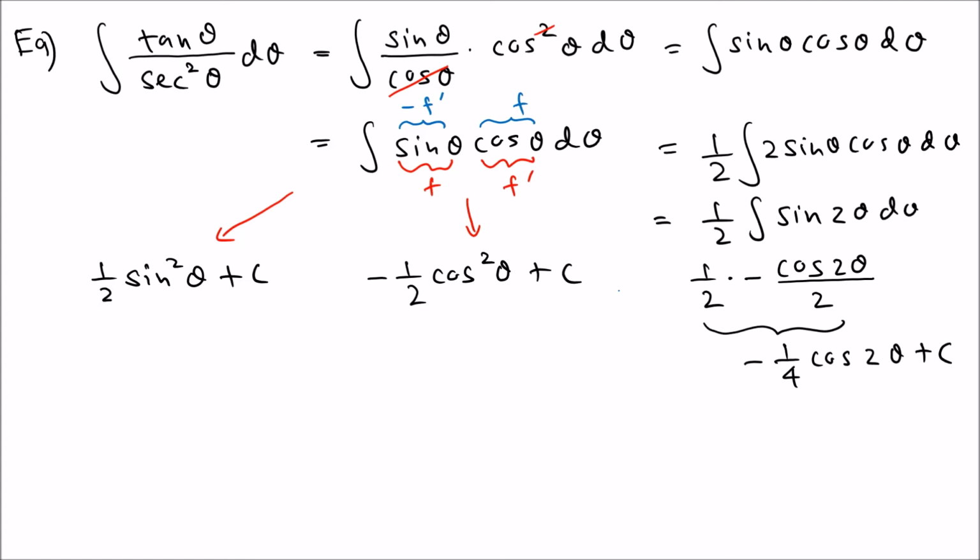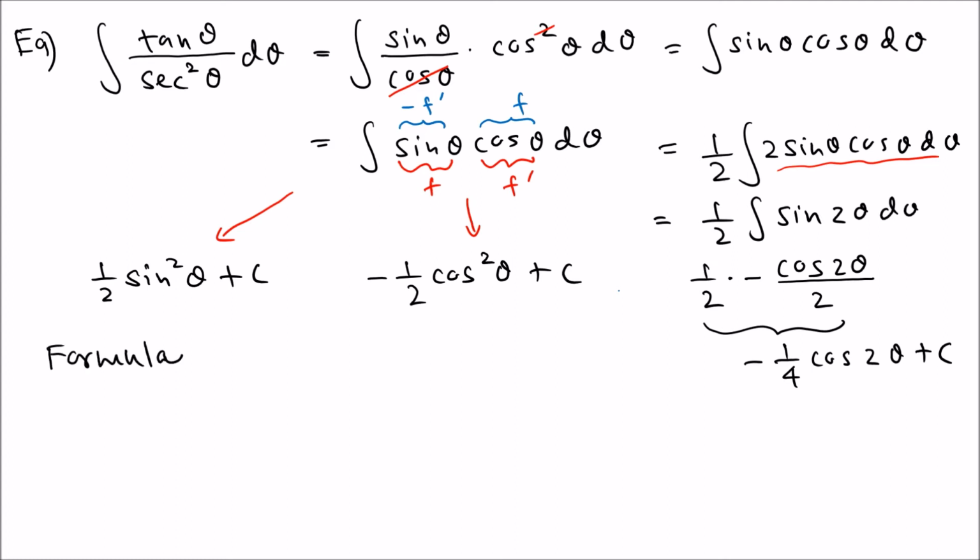So again, what we did was, for the first technique, I used the sine theta as the function, and the other one is the derivative. For the second one, I used the cosine as a function, the other one is a negative derivative. For the third method, we use the double angle formula, and then we can use the formula. So I'm going to recall those three formulas here that we use.